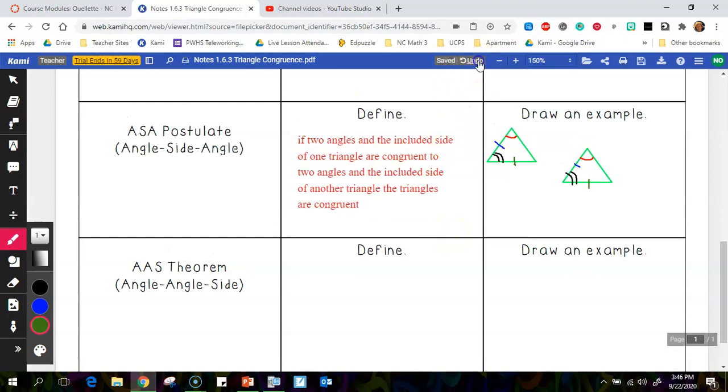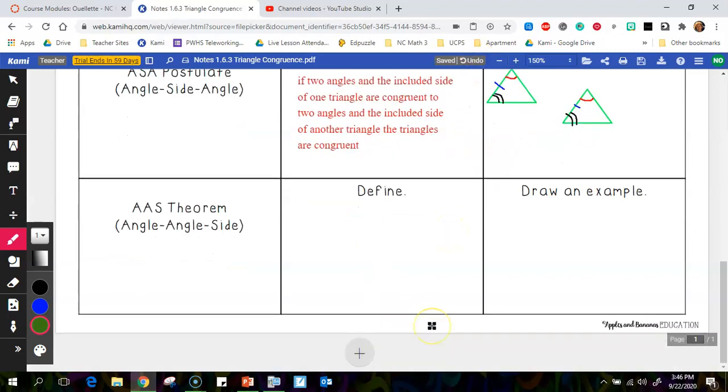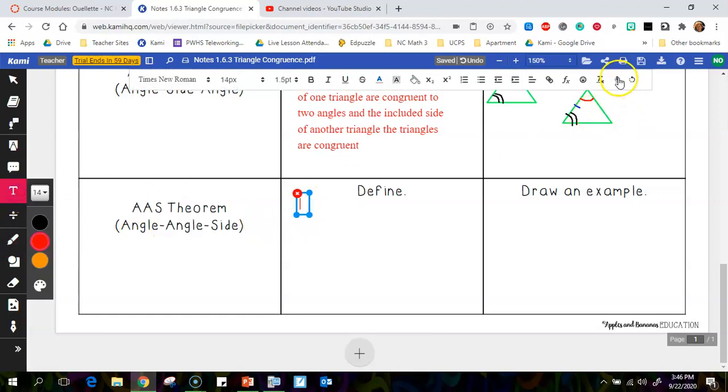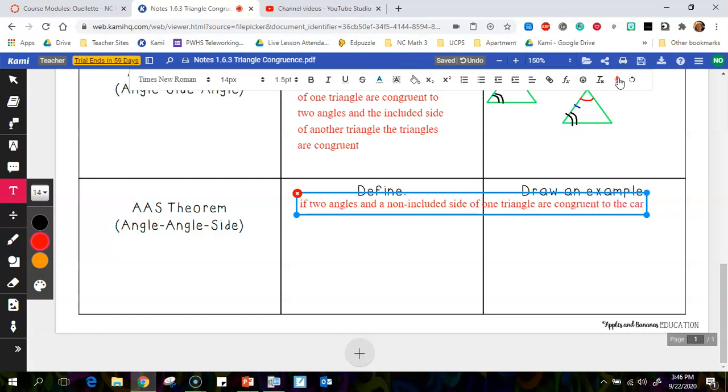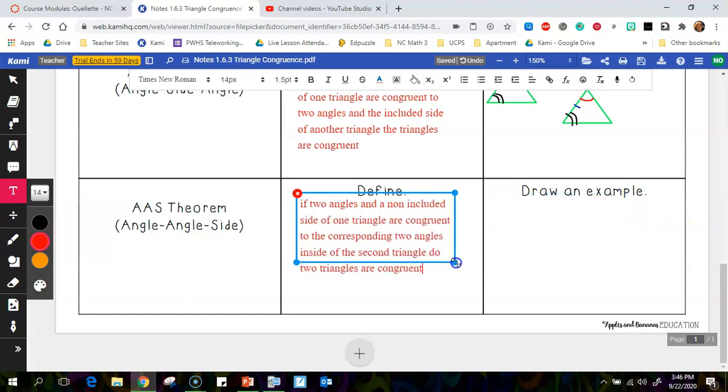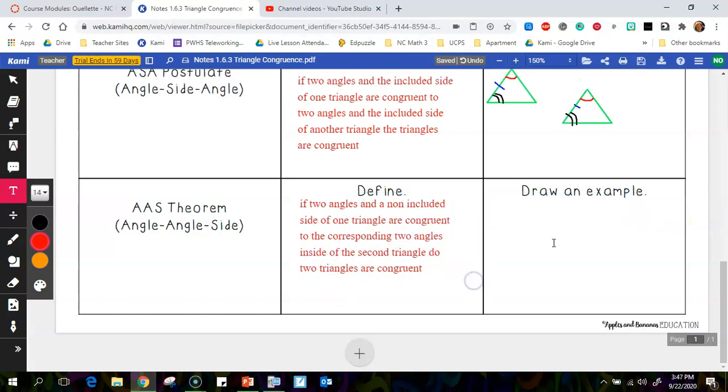I'm going to undo those. Okay. Angle, angle, side. If two angles and a non-included side of one triangle are congruent to the corresponding two angles and side of the second triangle, the two triangles are congruent. It's kind of like what I was talking about up here when I was telling you that doesn't apply. It doesn't apply to that postulate, but it is true that they're congruent. So let's look at what that looks like.